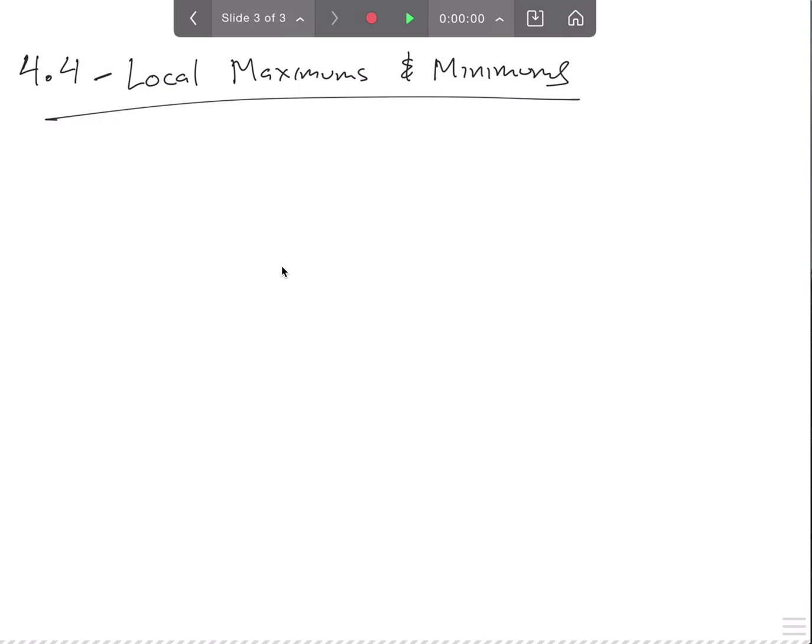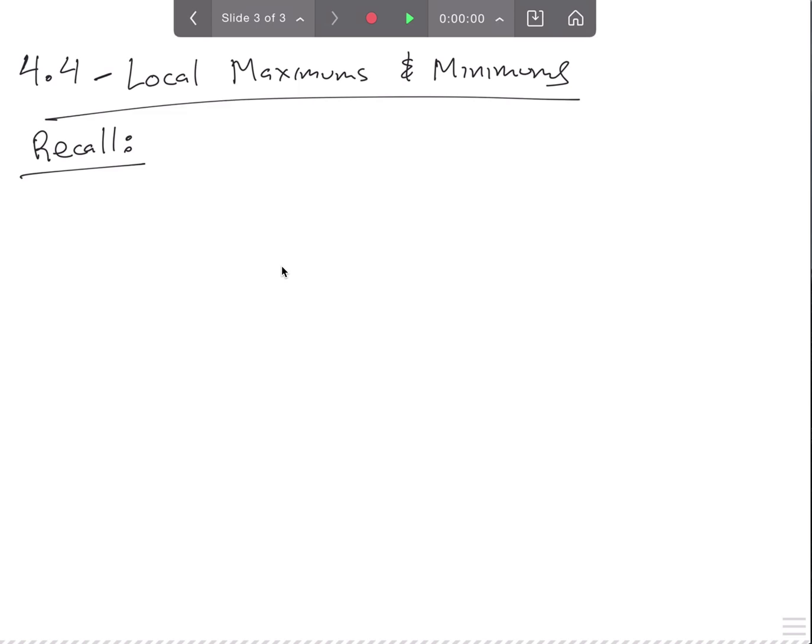Let's continue our conversation about extreme values. So last time we did what kind of extreme values? Do you guys remember? Absolute maximums and minimums, right? So now let's take a look at finding local maximums and minimums. Okay, so let's write down a couple things just to kind of make sure that we're all on the same page here.